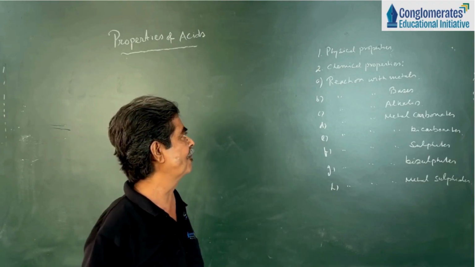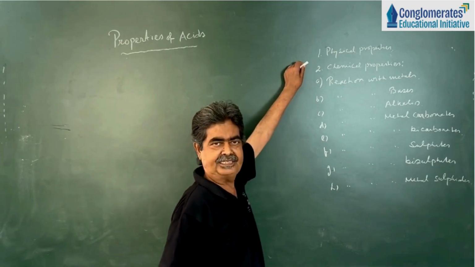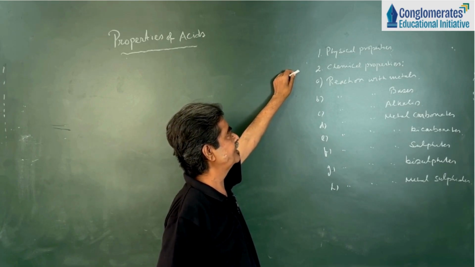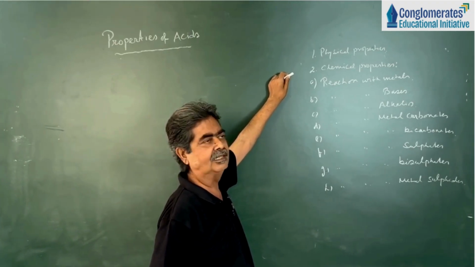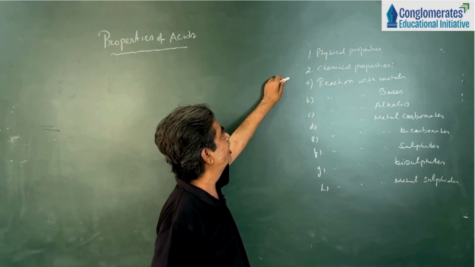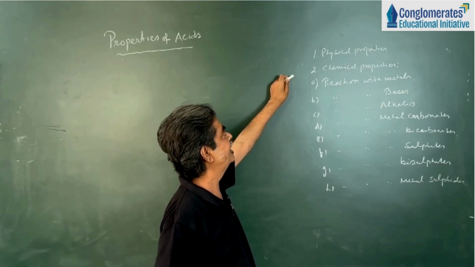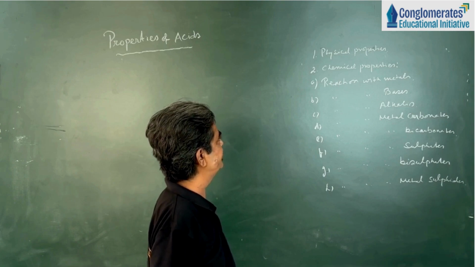Now I repeat, they have a sour taste. Secondly, change of indicator: methyl orange changes to pink or red. Phenolphthalein, no change in color. And finally, litmus, blue litmus turns red in case of dilute acids. Now these are the physical properties of acids.